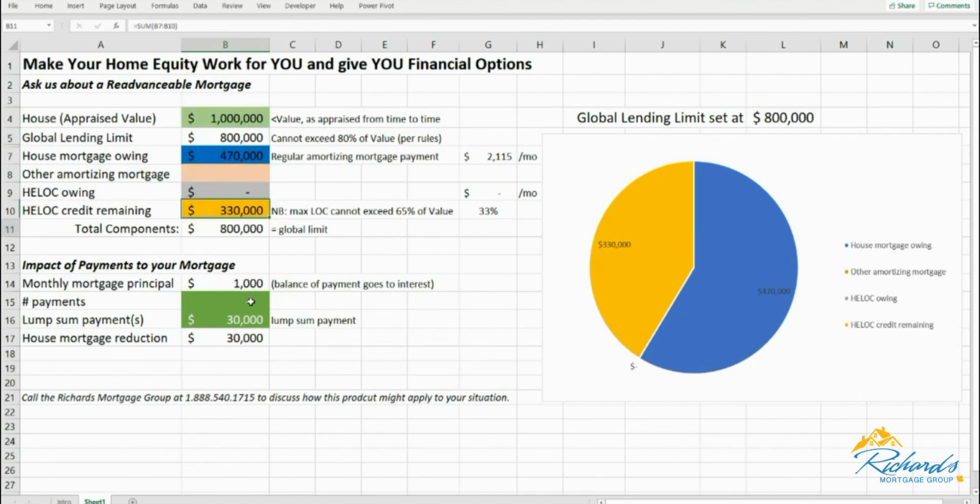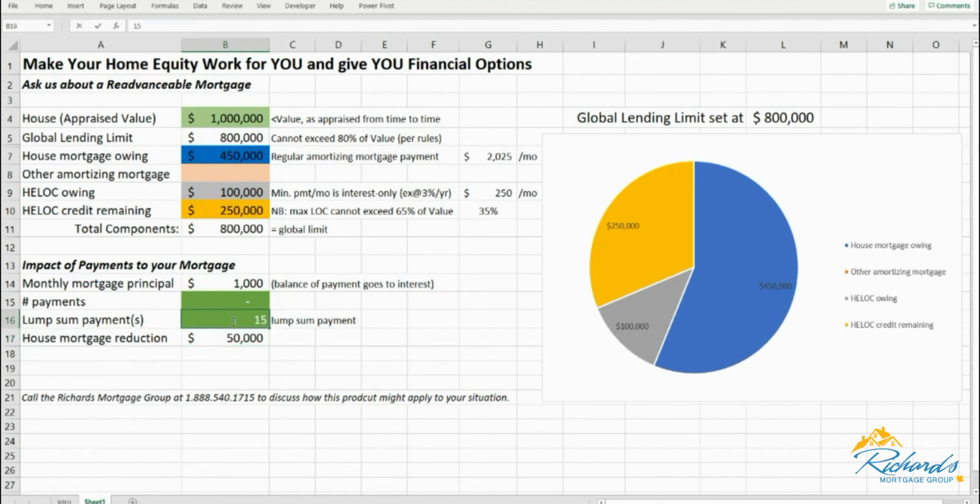Let's quickly reset some of these items. The mortgage is based on the appraised value. In this case, it's $1 million. The global limit is set at 80% of the appraised value. You can get your regular house mortgage as a component of your global lending limit. You make regular amortizing payments on that. Whatever you're not using is available to you as a line of credit. When you advance on your line of credit, the remaining balance decreases. The global limit is $800,000. If you make a lump sum against your mortgage or payments over time, that gets applied to the mortgage balance.